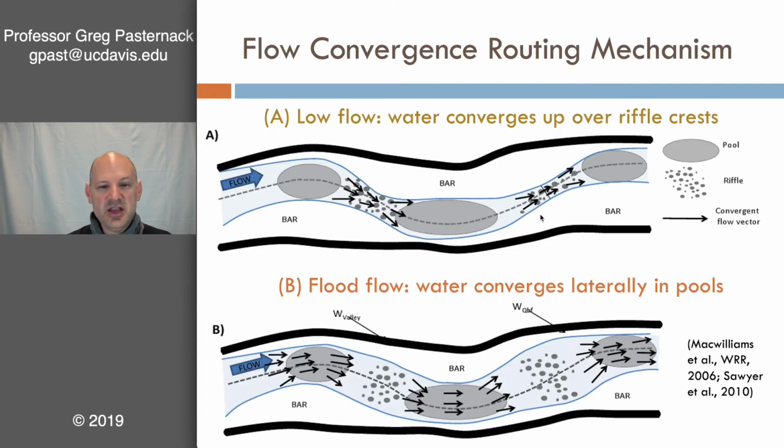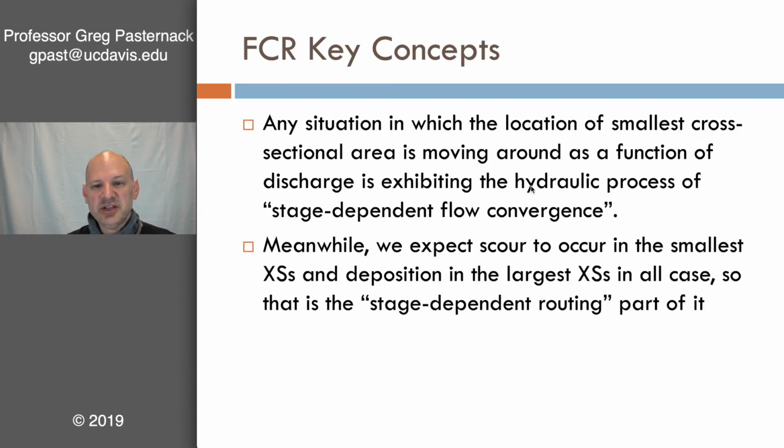So in other words, in here, the smallest cross-section went from the riffle to the pool. It moved. So any situation in which this location of smallest cross-sectional area is moving around up and down the river as a function of discharge, then you have stage-dependent flow convergence. Meanwhile, we expect scour to occur in the smallest cross-section and the potential for deposition in the largest cross-section in all cases. So that's the stage-dependent routing part of it.